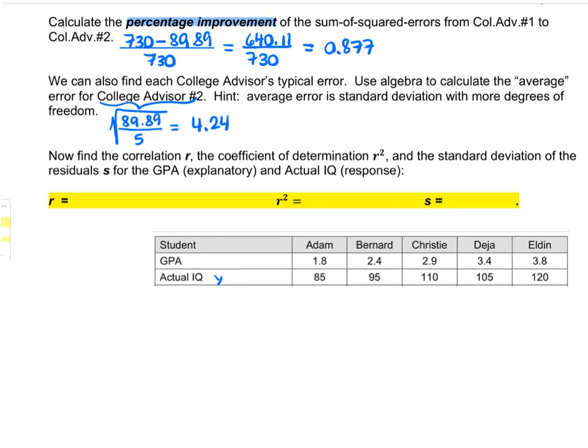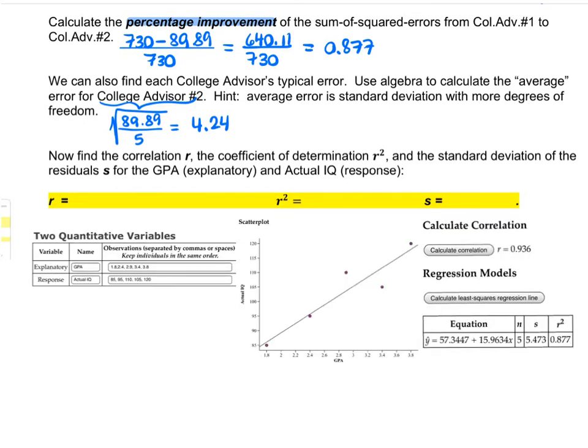Okie dokie, period one. We're going to finish up the notes that we didn't quite finish in class, and you can see that I have copied and pasted the table of GPA and actual IQ for each of the 5 students in our study. Using the GPA and actual IQ, go to Statplet and enter the data. Then run the analysis. Calculate the correlation coefficient and the least squares regression line.